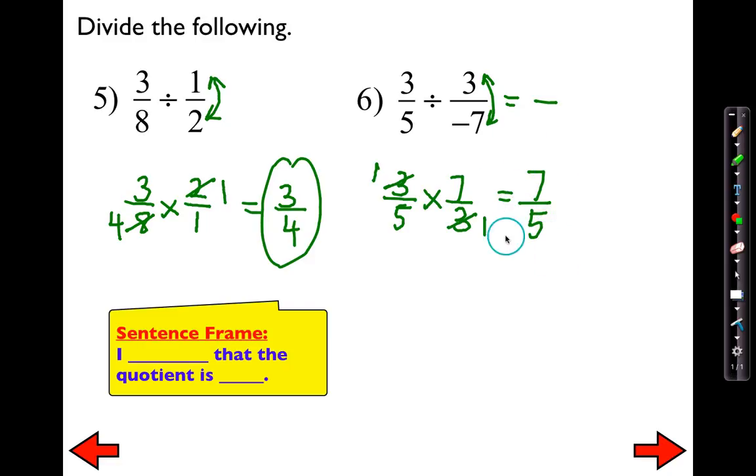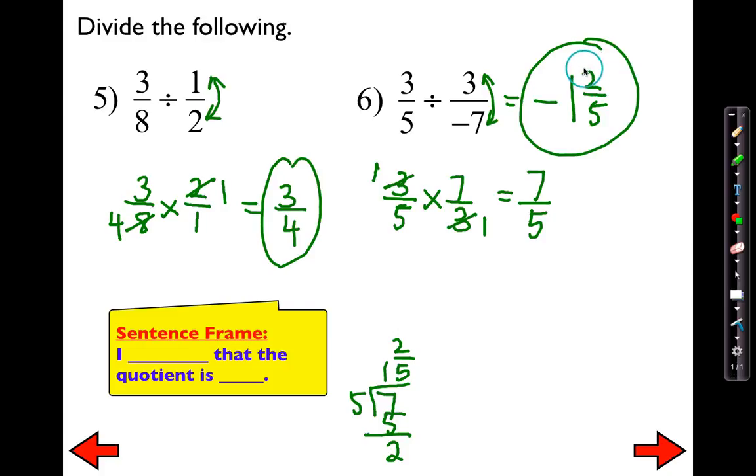It's going to be a negative 7/5, but I am going to turn it into a mixed number, so I'm going to do some side work. 7 divided by 5 goes in once with a remainder of 2. So my answer is a negative 1 2/5.